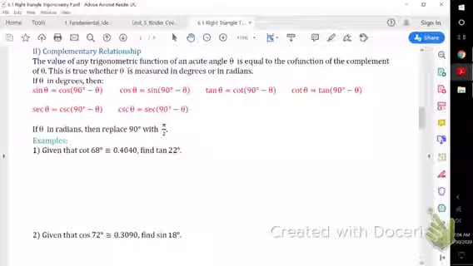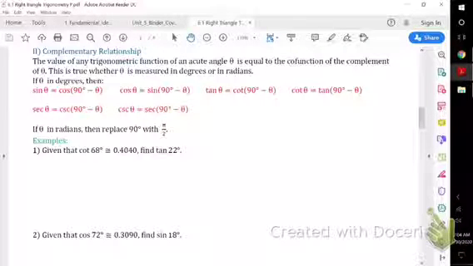6.1 Part 2 talks about the complementary relationships. So it says here the value of any trig function of an acute angle theta is equal to the cofunction of the complement of theta. This is true whether theta is measured in degrees or radians. So they give it to us here in degrees, but of course if it was in radians, the only difference is instead of putting 90 degrees, they would have put pi over 2.